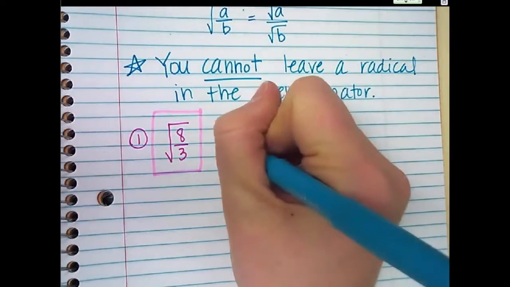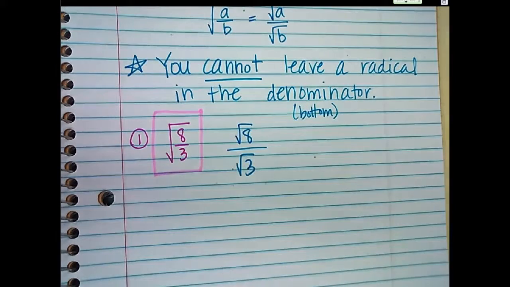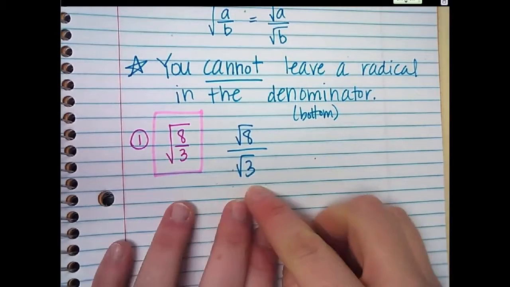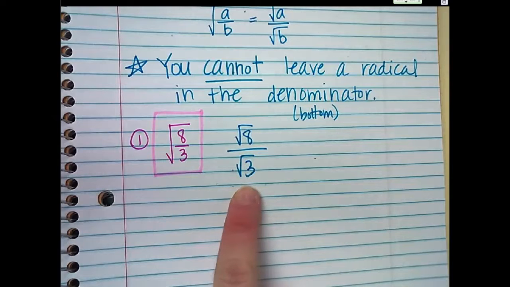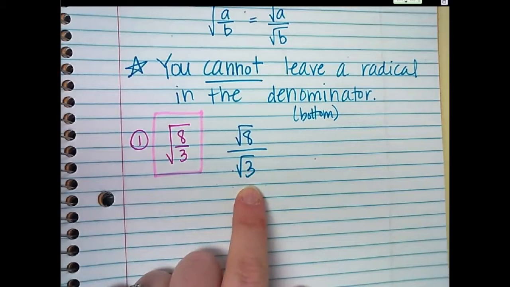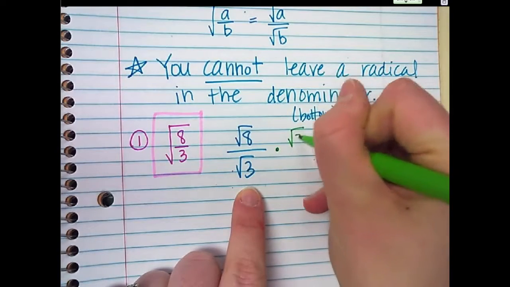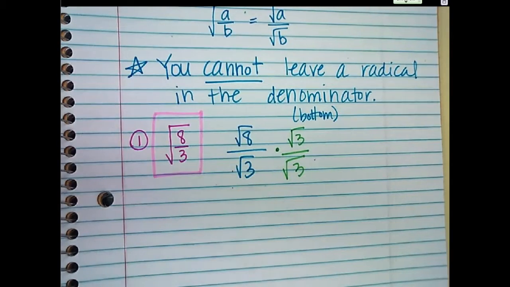Okay, so first thing, let's just rewrite this as square root 8 over square root 3. I want to make sure you see that, and then just rewrite it so it's split. It's easier to look at when it's split. We can't leave a radical in the denominator, and right now I have a square root of 3. In order to get rid of that, I want the denominator to be a perfect square. Well, what could I multiply 3 by to get a perfect square? I can multiply by itself. So I'm going to multiply on top and on bottom by square root of 3.